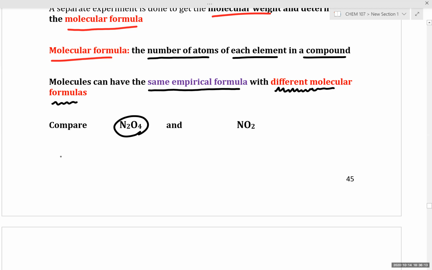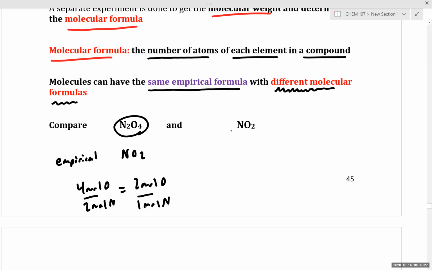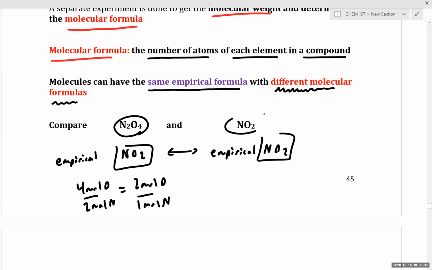So in N2O4, the empirical formula would be NO2, because we have 4 moles of oxygen per 2 moles of nitrogen. That simplifies to 2 moles of oxygen per 1 mole of nitrogen. In NO2, our empirical formula is NO2. So as we can see, these 2 different compounds have the same empirical formula. Does that make sense to everyone so far? Perfect.